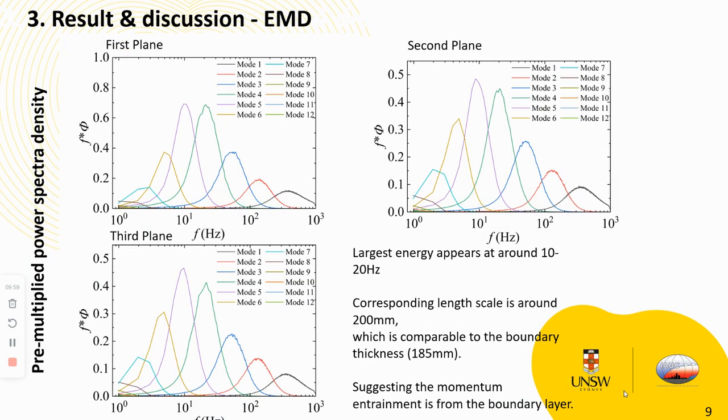And for the pre-multiplied spectra, we can identify the length scale for each plane. For the first plane, the largest turbulence scale is smaller than the other two, and for all the three planes, the turbulence length scale is roughly equal to 200 millimeter and comparable to the boundary layer. It suggests the momentum entrainment is from the boundary layer.